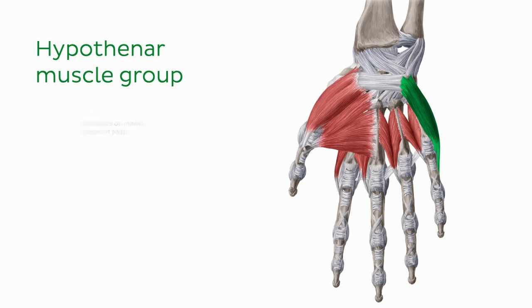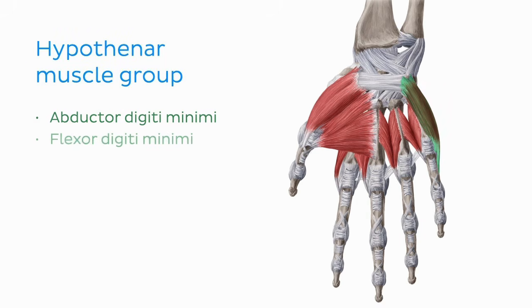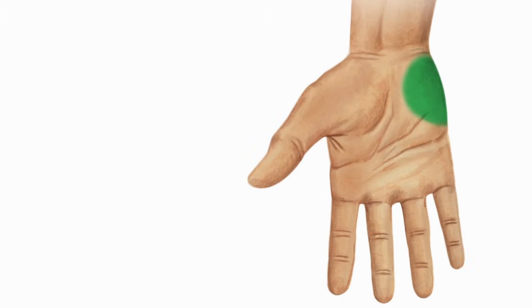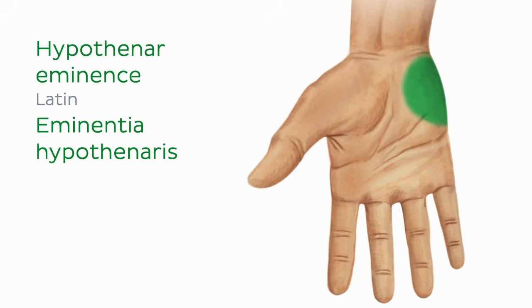This group is made up of 4 small muscles, all situated on the medial aspect of the palm at the base of the little finger. The 4 hypothenar muscles are the abductor digiti minimi, the flexor digiti minimi, the opponens digiti minimi, and finally the palmaris brevis muscle. If you take a look at the palm of your hand, you might actually be able to see an outline of this muscle group at the base of your little finger. This fleshy prominence is the hypothenar eminence, which marks the surface anatomy of these muscles.